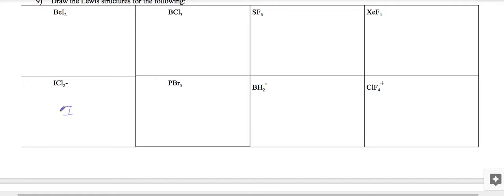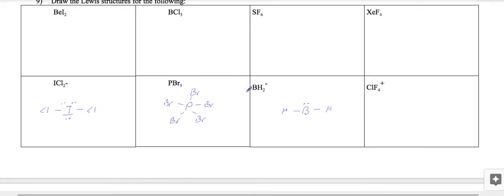Here is ICl, PBr, look at this guy. Look at him. Isn't that adorable? Boron dihydrate. I don't know what kind of polyatomic this is, but it's some kind of a polyatomic.